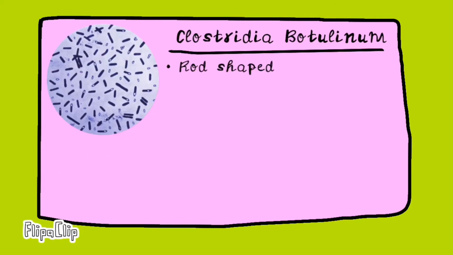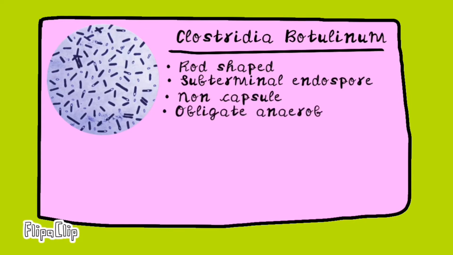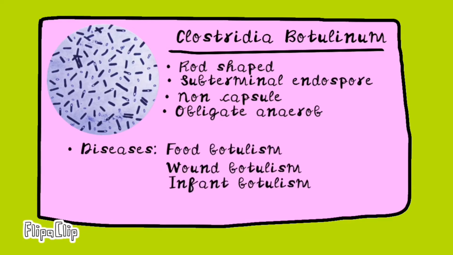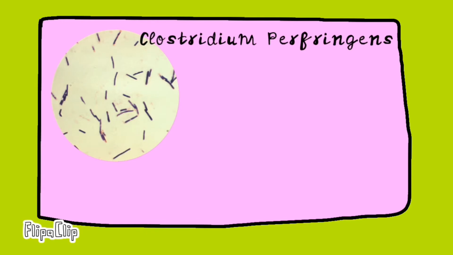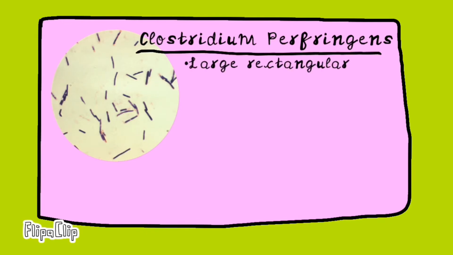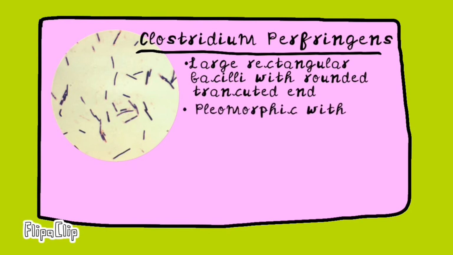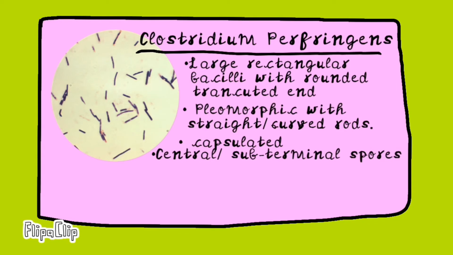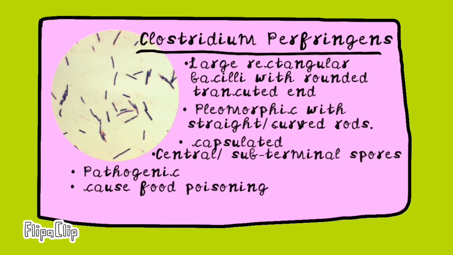And Clostridium botulinum has a rod shape, subterminal endospore, is non-capsulated, and is an obligate anaerobe, and the diseases include foodborne botulism, wound botulism, and infant botulism. And Clostridium perfringens has large rectangular bacilli with rounded, truncated ends, and is pleomorphic with straight or curved rods, capsulated, with central or subterminal spores, pathogenic, causing food poisoning.